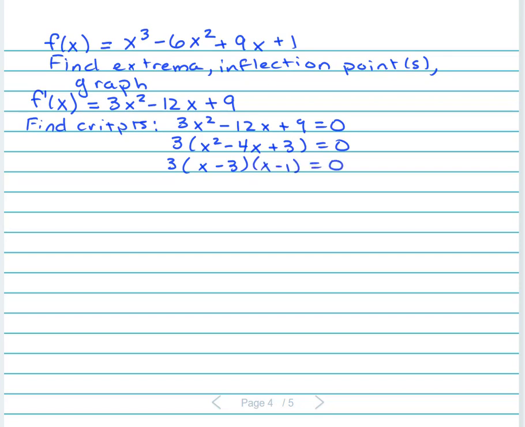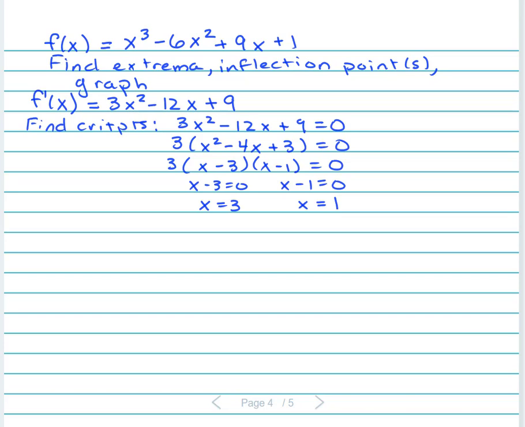Set each of these factors to 0. Well, 3 is never 0, so I'll leave that one off. x − 3 = 0, or x − 1 = 0. Add 3 to both sides, we get x = 3. Add 1 to both sides, we get x = 1. So these are our critical points.